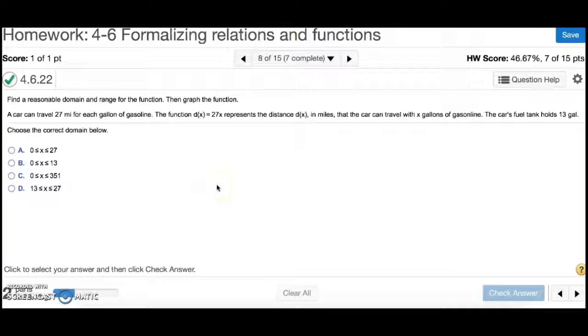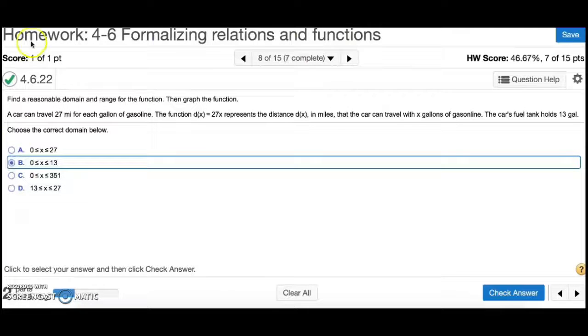So domain we know is our x values, and our x values is gallons of gasoline. So if we can hold at most 13, we can have anywhere from no gallons to 13 gallons of gas. So that means our domain has to be 0 to 13.